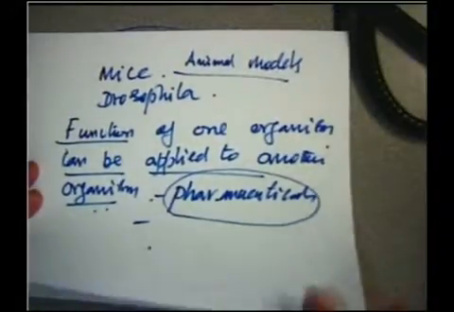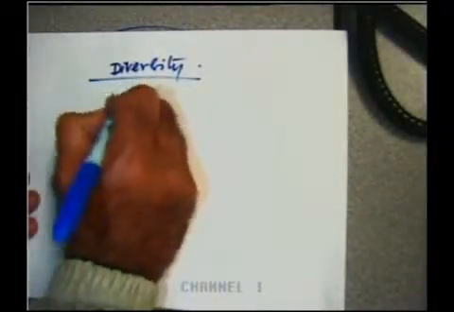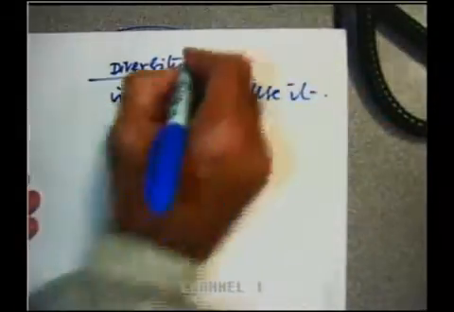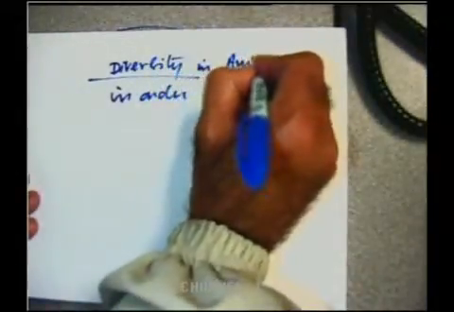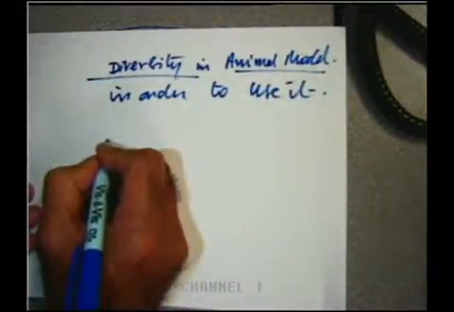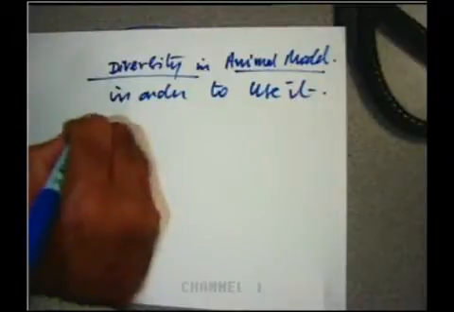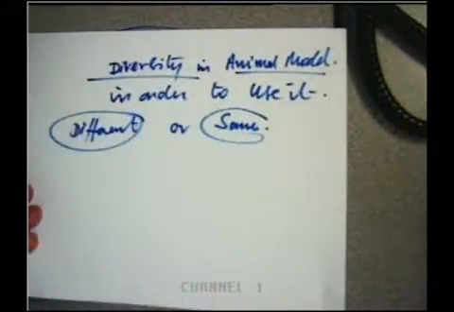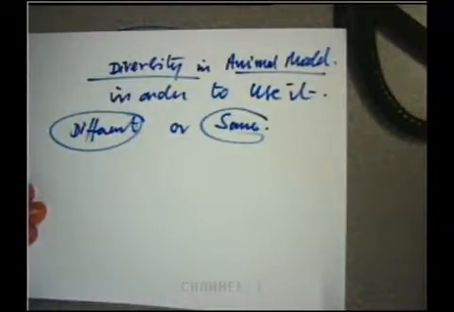So to study these animal models, we need diversity in these animals, right? Diversity in animal models. So we have to know the different animal models, to check whether that process is different or follows the same pattern. You want to check that. So that's what this class of comparative animal physiology is all about.